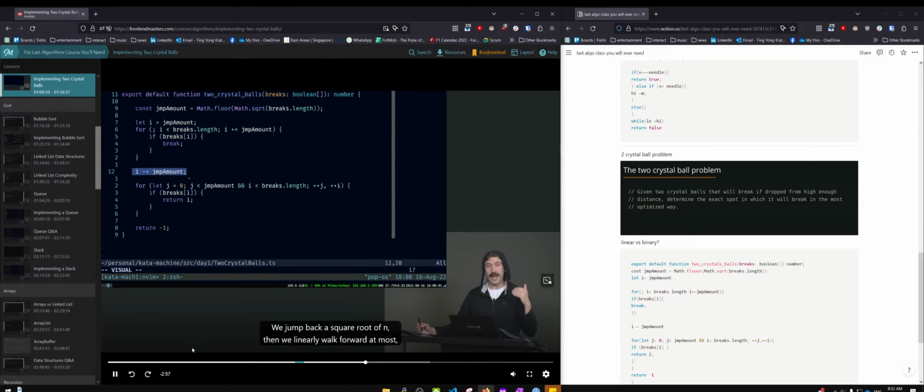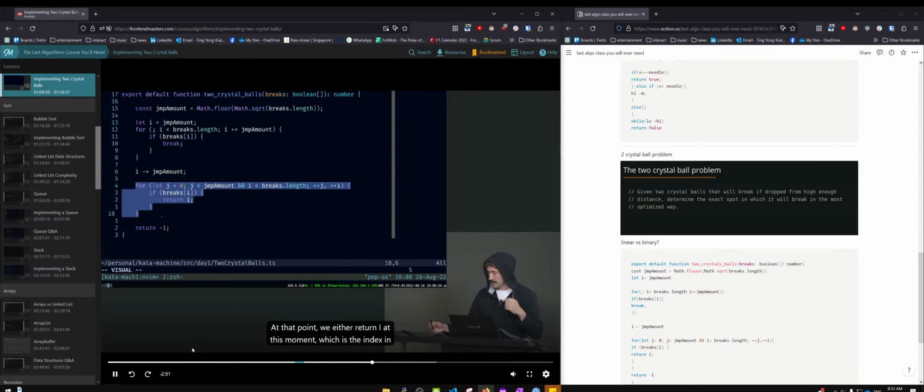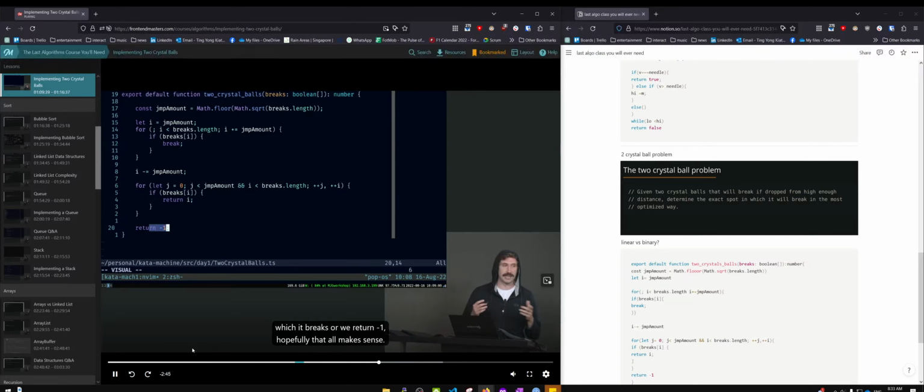We jump back a square root of n. Then we linearly walk forward at most a square root of n until we find a break. At that point, we either return i at this moment, which is the index at which it breaks, or we return -1. Hopefully that all makes sense.